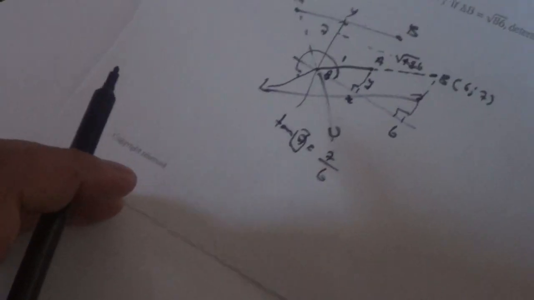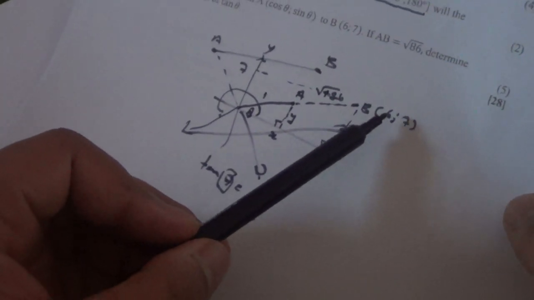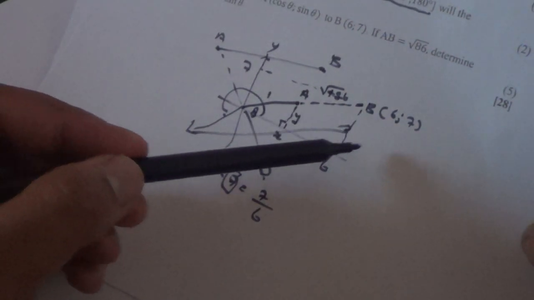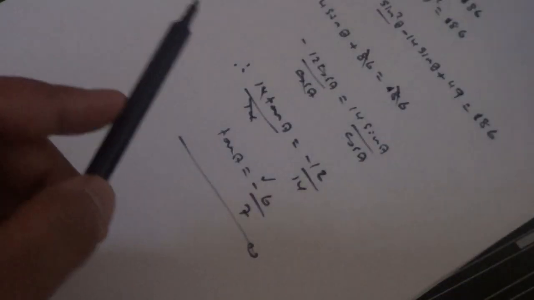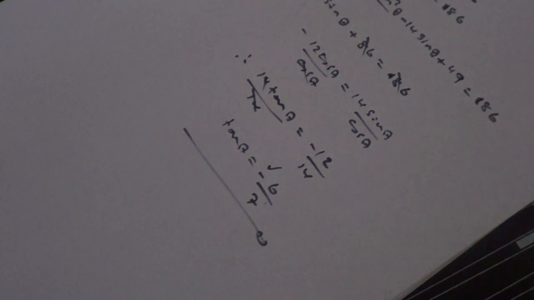And look at this, it's already skewed as well. If we looked at it that way, you see, it sounds very okay to say opposite over adjacent like that, but it's dangerous, né? Because look at our answer now, it's the other way around, it's minus 6 over 7.